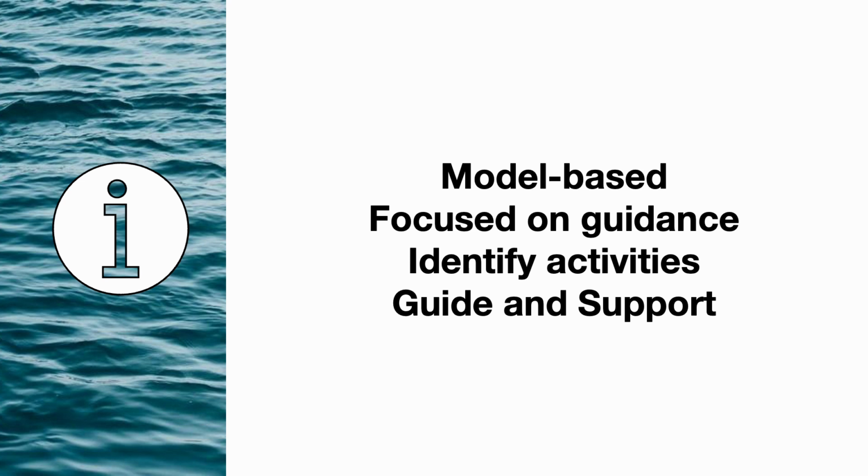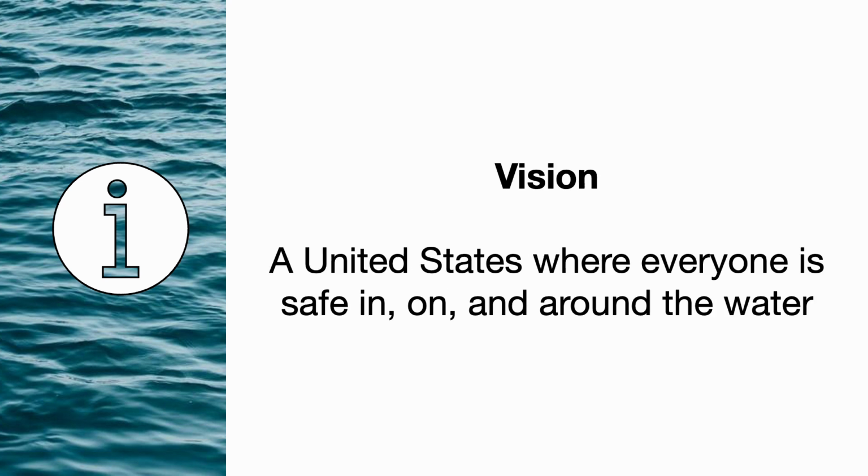It's going to be a model-based plan focusing on providing guidance on what a model water safety community, county, and state should look like, as well as identifying national-level activities that guide and support sub-national efforts. So the vision for the National Water Safety Action Plan is a United States where everyone is safe in, on, and around the water.